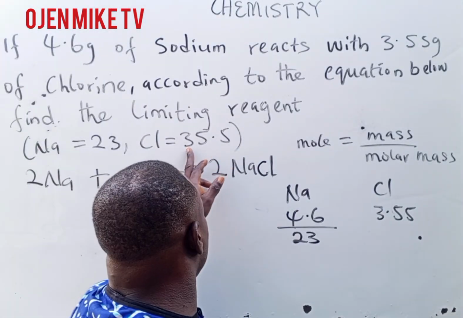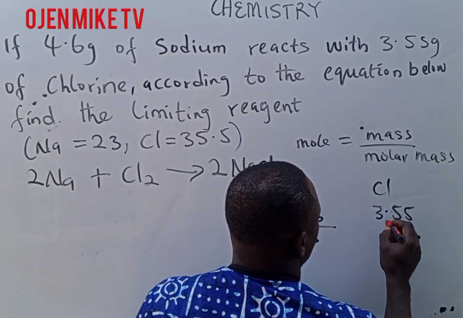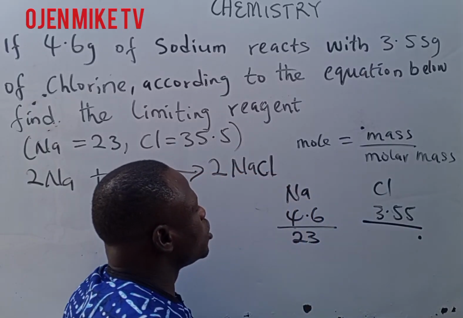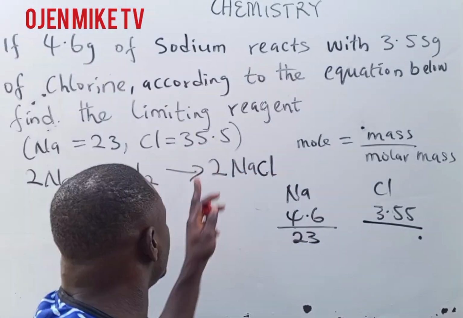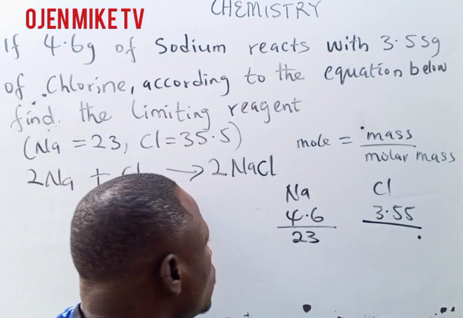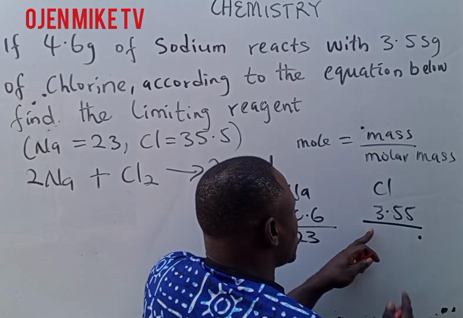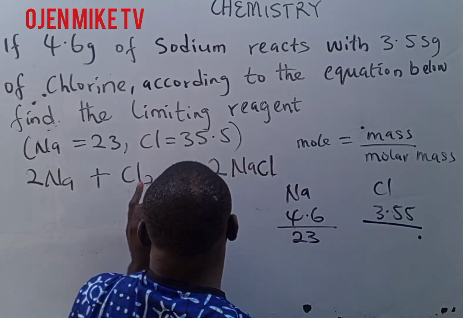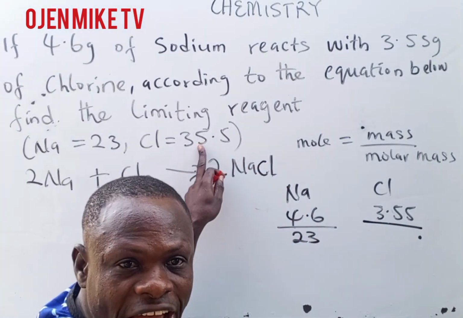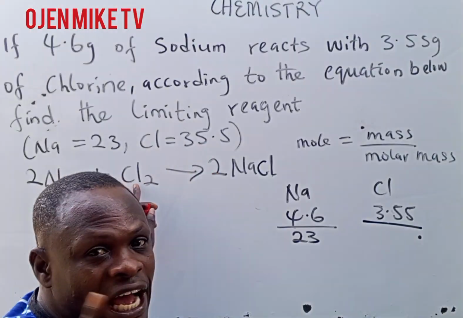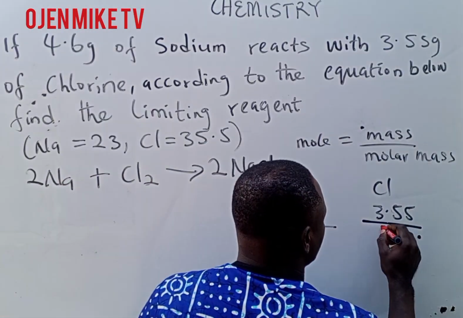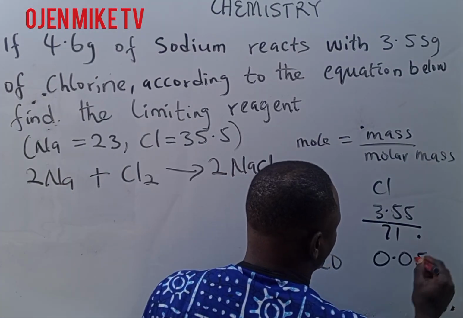The atomic mass of chlorine. Remember, chlorine exists as a gas. So it is 35.5 times 2 because it is diatomic. So we have 71.